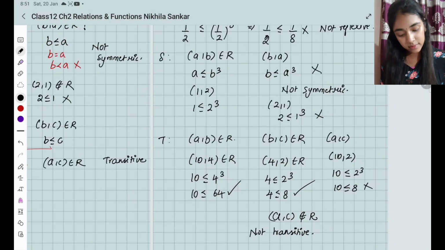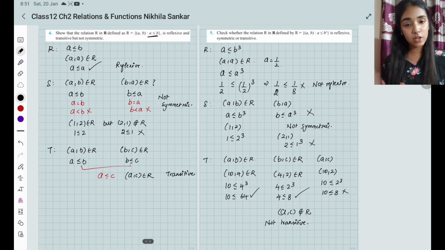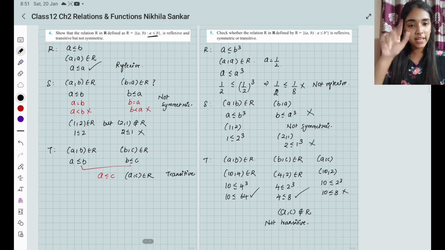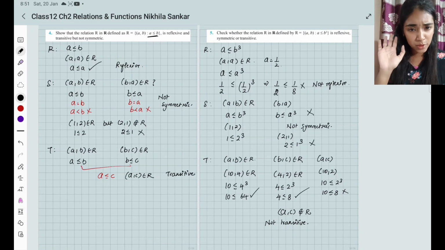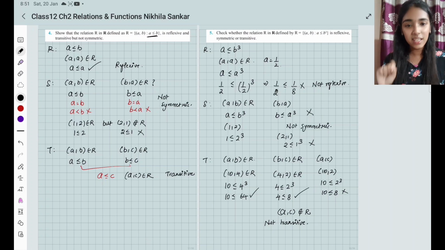Okay, please copy. So we have proved that it is not symmetric, not transitive and not reflexive. Okay, exam la கேட்டாங்கன்னா இத மைண்ட்ல வெச்சுக்கணும். A less than or equal to B square, A less than or equal to B cube. இது ரெண்டுத்துக்குமே ஒரே எக்ஸாம்பிளையே மனப்பாடம் பண்ணி வெச்சுக்கோங்க. ட்ரிக் இது. இதே தான் யூஸ் பண்ணணும்.